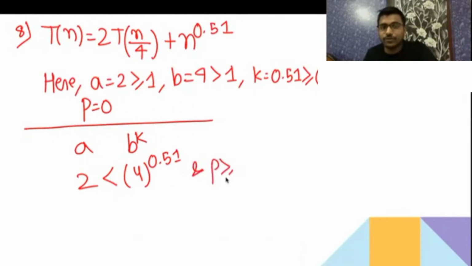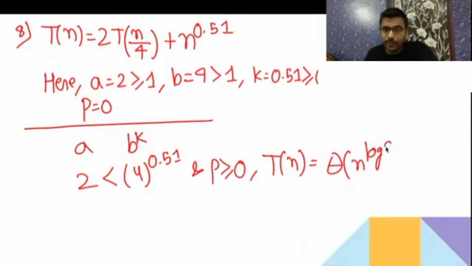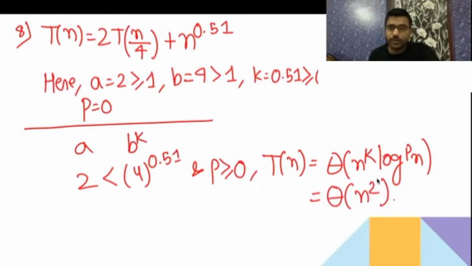And p is equal to 0, and p is greater than or equal to 0, then Tn is going to be theta of n to the power k log p n. So it's n to the power 0.51 only, k is 0.51. Understood?